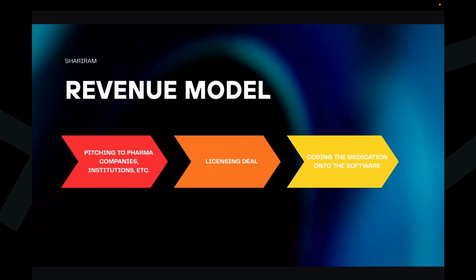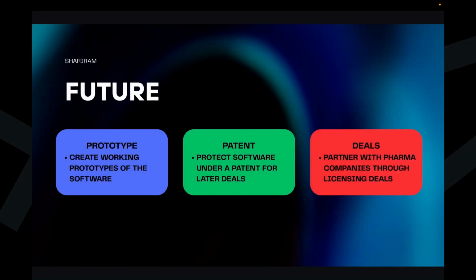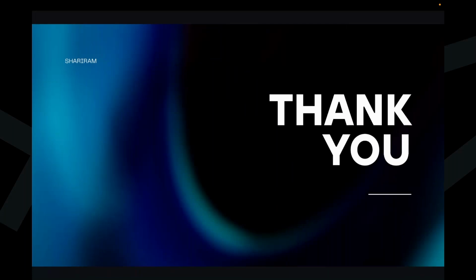Yes. So the revenue model is to do a licensing deal with pharma companies as of now. And our future is to build a working prototype, patent it, and then work on licensing deals with pharma companies. I believe that this is the future of the medical industry, and this is where we're currently heading.